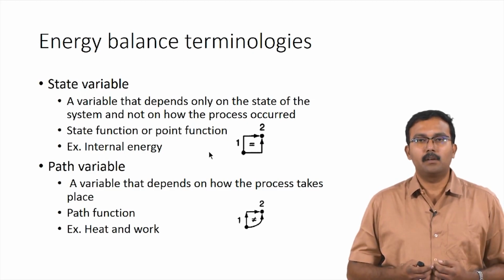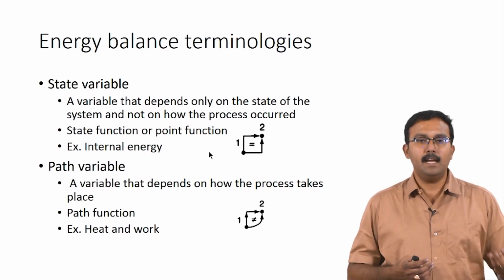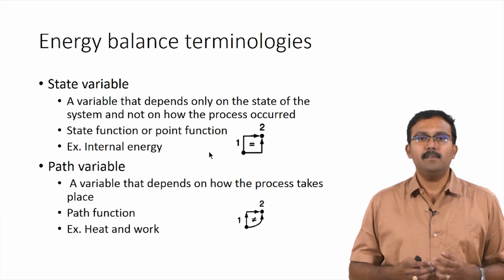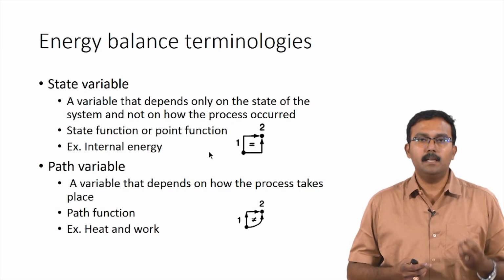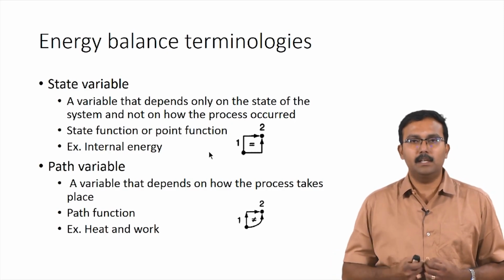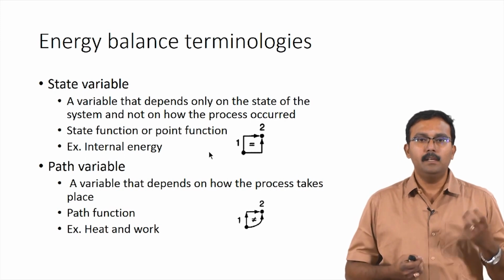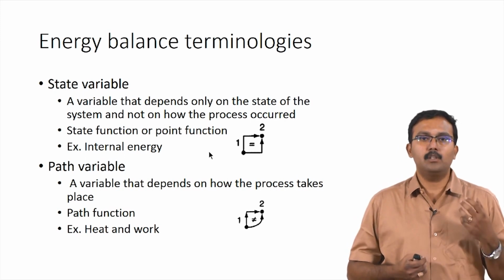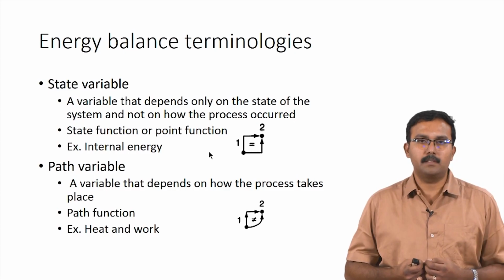The variables which we look at while we perform any energy balance calculations can be classified as state variables and path variables. State variables are basically variables that depend on the state of the system and not how the process actually occurs. Example would be internal energy. These are also called state functions or point functions.